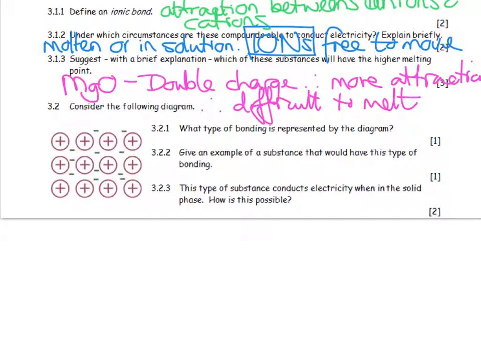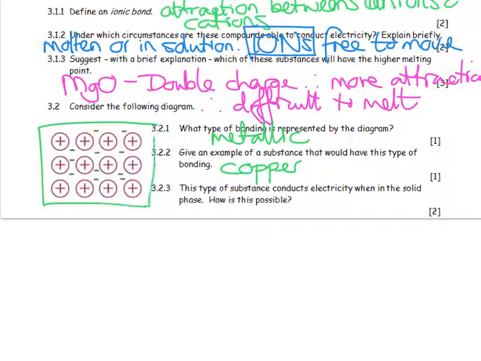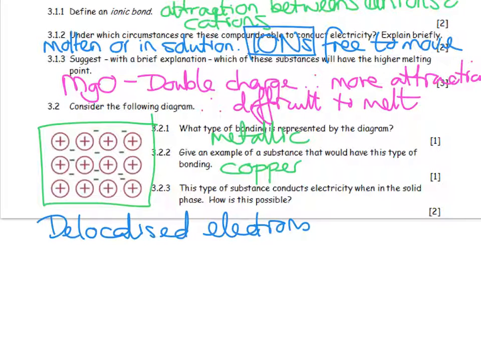Consider the diagram. What bonding is represented? That's your absolute classic picture of metallic bonding. Positive kernels and a sea of delocalized electrons. Now you have to choose a metal. Some of you chose the most obscure metals under the sun. You could have just told me copper or gold or silver, any metal. You don't need two different metals to have this type of bonding. It's what holds metal lattices together of even one type of atom. This type of substance conducts electricity when in the solid phase. How is this possible? The delocalized electrons are free to move.